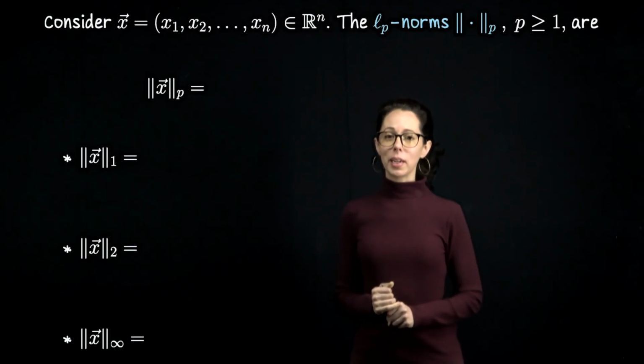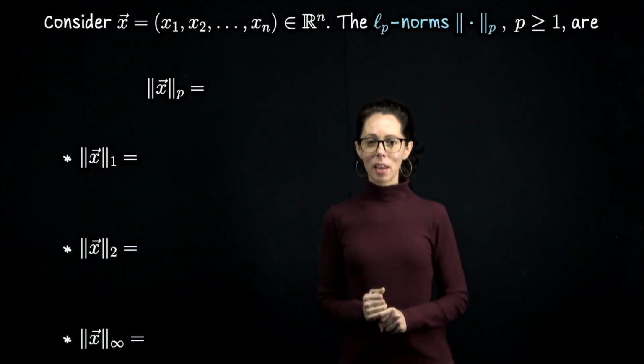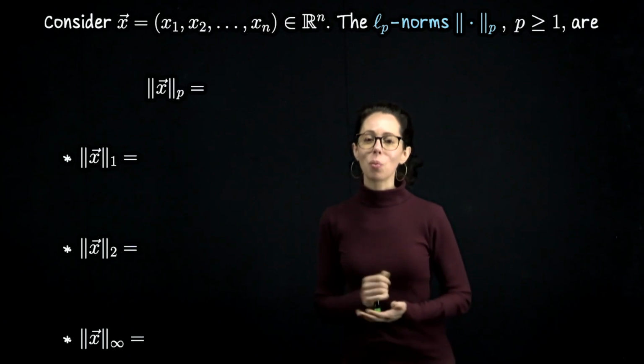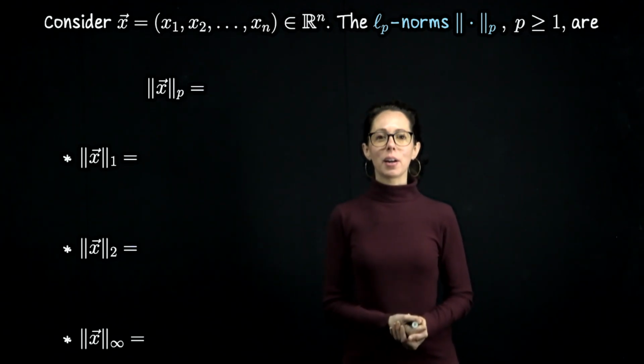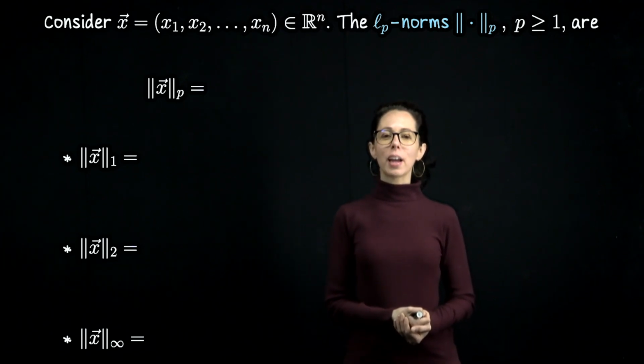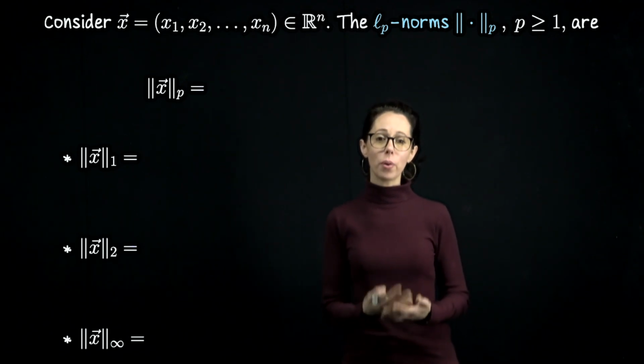Let's start with the LP norms on Euclidean space. So imagine that we're working in Rn. We'll draw pictures in a moment in R2. So we have vectors, which I'm denoting here with this X notation in Rn, and I would like to compute a few different norms for them.